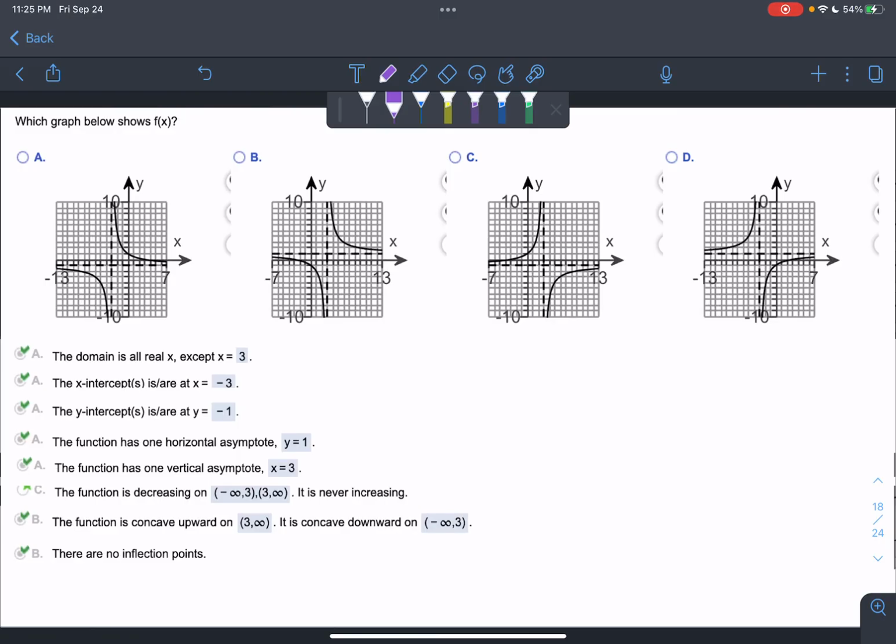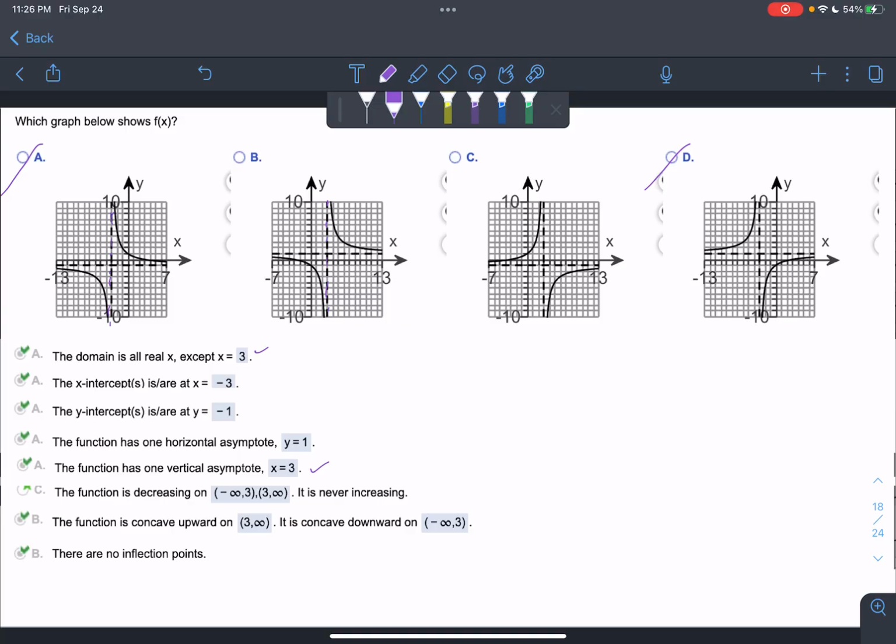And like the last one, we just want to find a graph that fits this description. So domain is all real except for 3. And so we want a vertical asymptote because they kind of go hand in hand. So let's look at 3. This has a vertical asymptote at 3. This one has it at -3, so throw out A and throw out D for the same reason. The asymptote is in the wrong place.